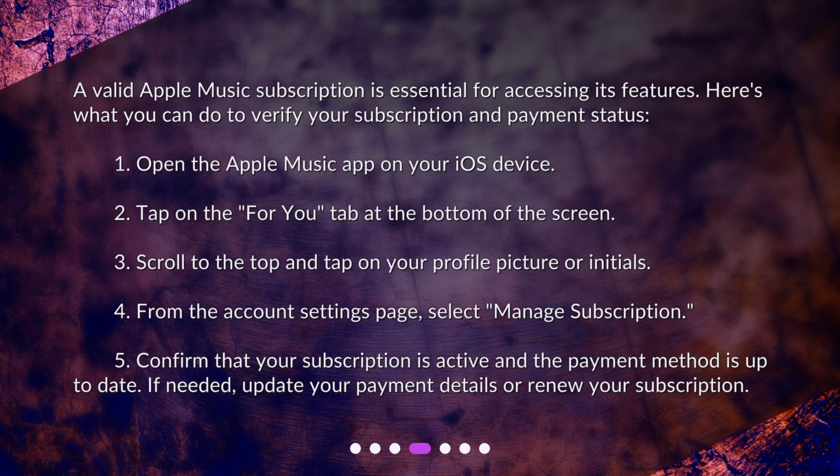1. Open the Apple Music app on your iOS device. 2. Tap on the For You tab at the bottom of the screen. 3. Scroll to the top and tap on your profile picture or initials. 4. From the Account Settings page, select Manage Subscription. 5. Confirm that your subscription is active and the payment method is up to date. If needed, update your payment details or renew your subscription.